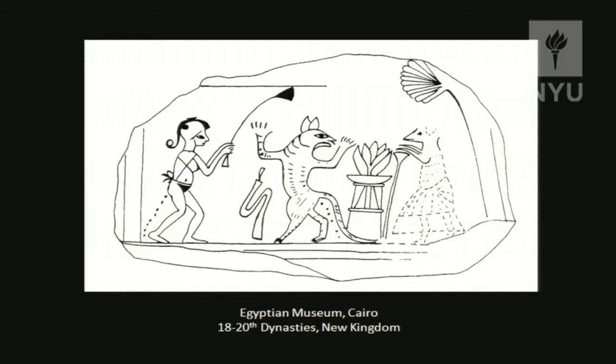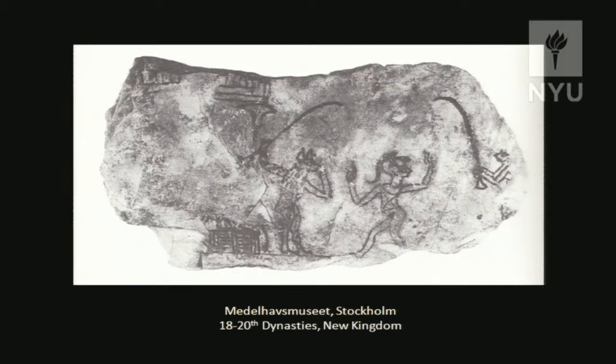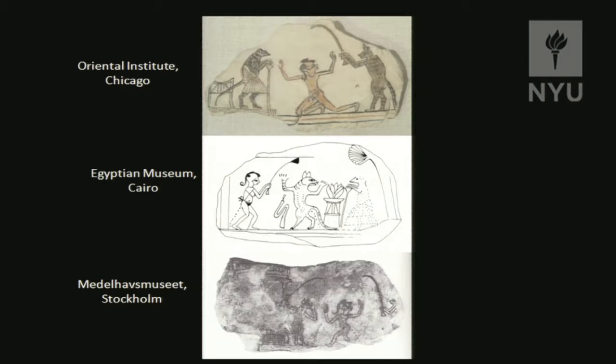The situation is reversed in the Cairo ostracon, in which the boy whips the cat while the mouse stands to the right and watches. In the Stockholm ostracon, both the cat and the mouse whip the boy. These drawings are different in terms of artistic style, which suggests that they were drawn by three different artists. One cannot know if they were drawn at the same time, but they all seem to reference the same story. It seems as if the ostraca illustrate three different moments in a narrative that is now lost.